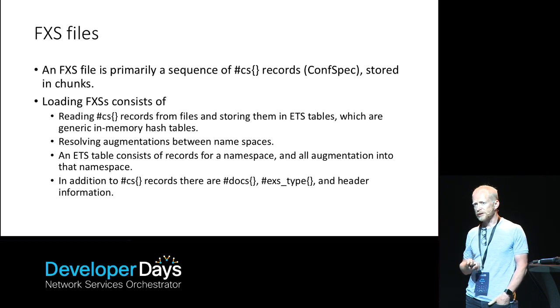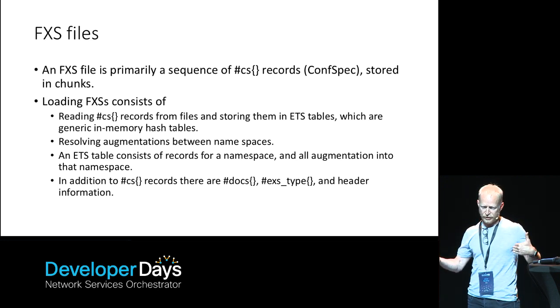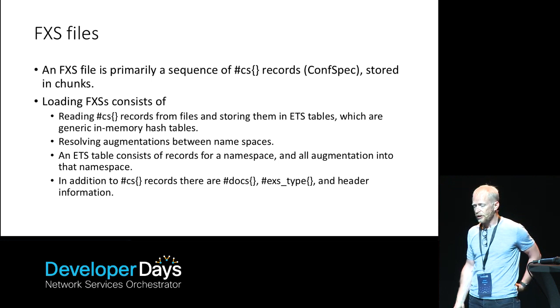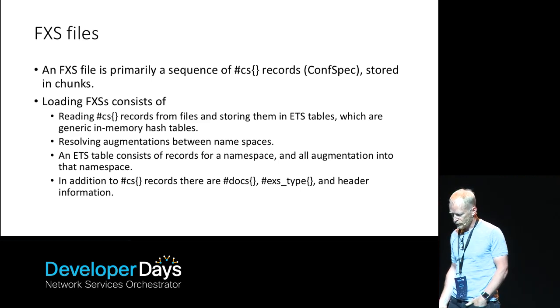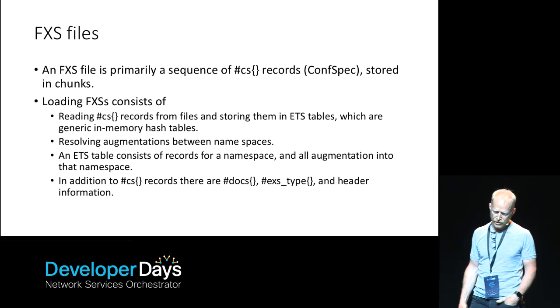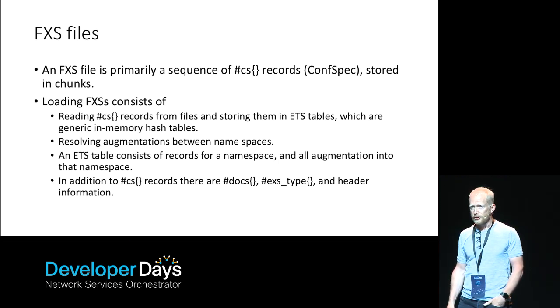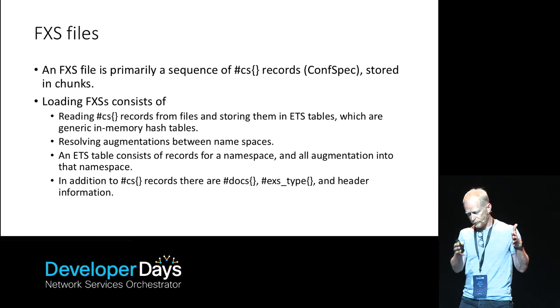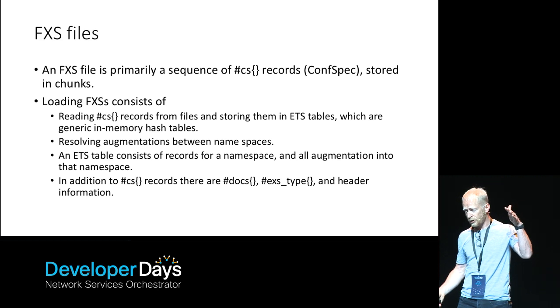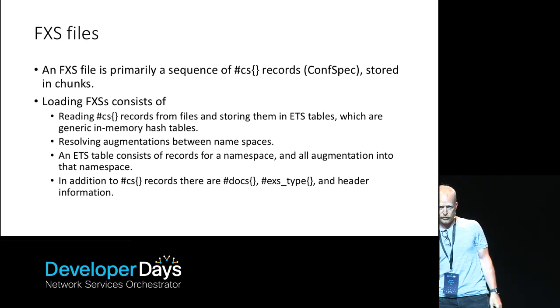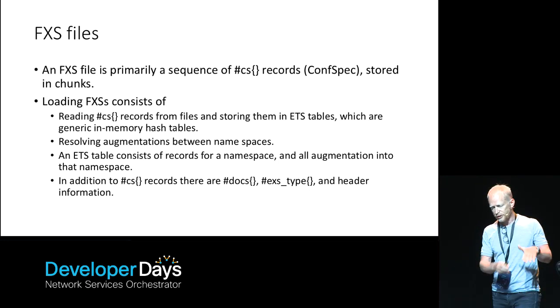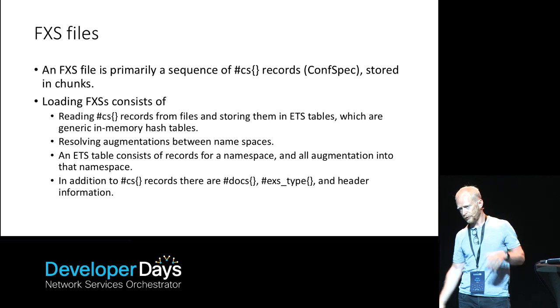And when we load these FXS files, which are just a sequence of records like this, we store them in an internal hash table, which is called ETS. We're using Erlang, and the default way of storing things in hash tables is called ETS. And it's just a mapping from the key, and what we use as a key is a path to the nodes. So if you have a YANG tree, the path would be nodes leading down to your container or leaf or list. So it's a unique key, a unique path in your configuration tree down to the node.